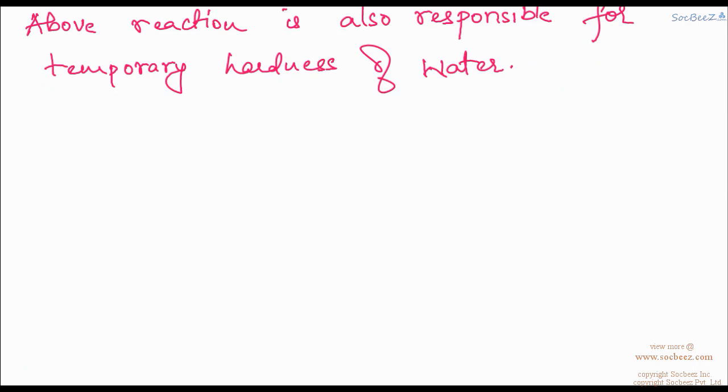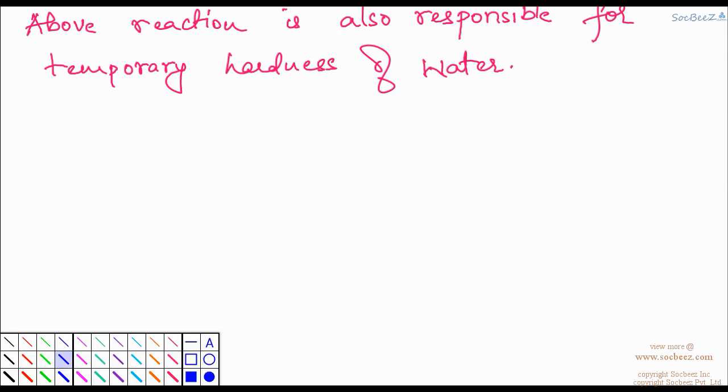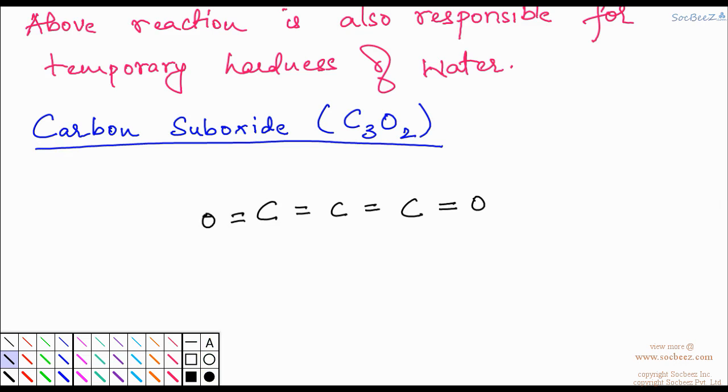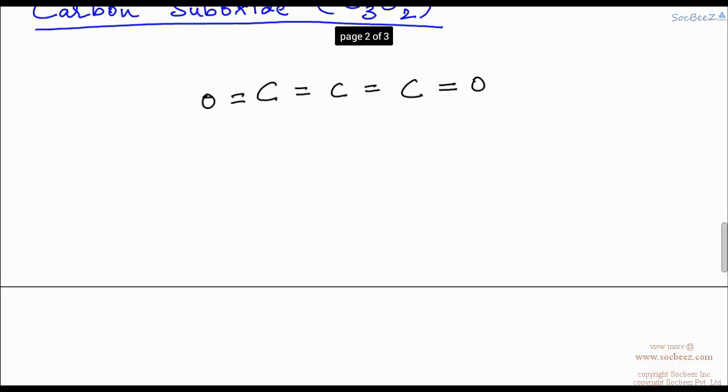We would see a few other small compounds of carbon. One compound is carbon suboxide. The formula for carbon suboxide is C3O2. I would just draw the structure of carbon suboxide. The structure of carbon suboxide is this: O double bond C double bond C double bond C double bond O. For the time being, you just need to remember this.